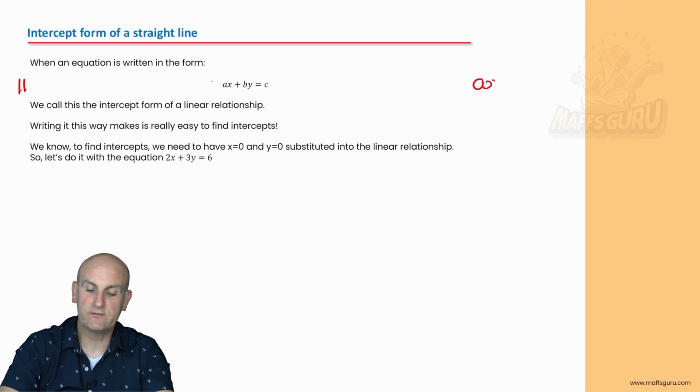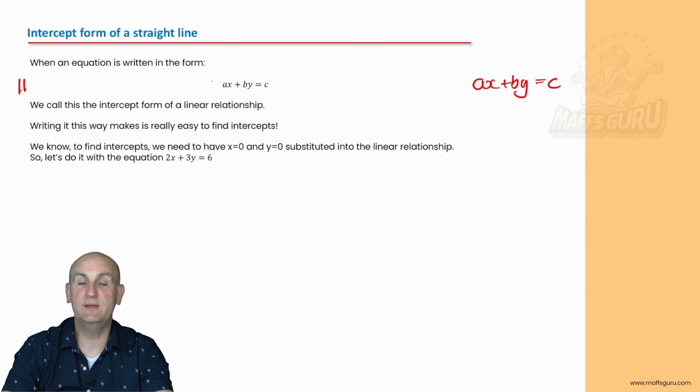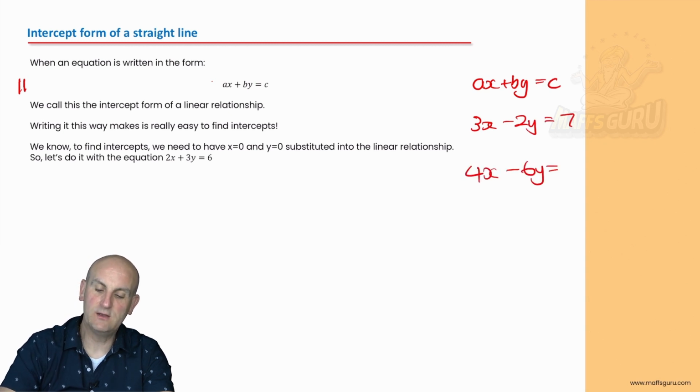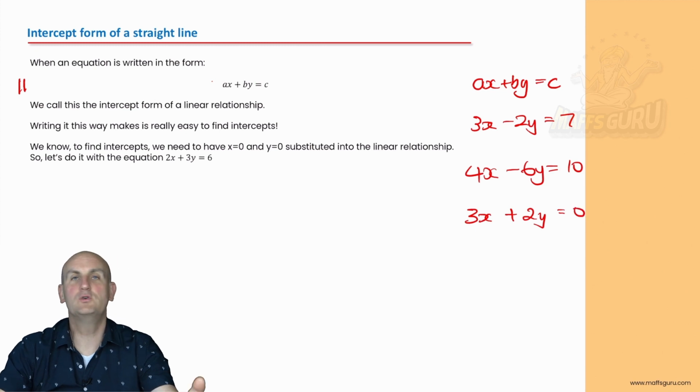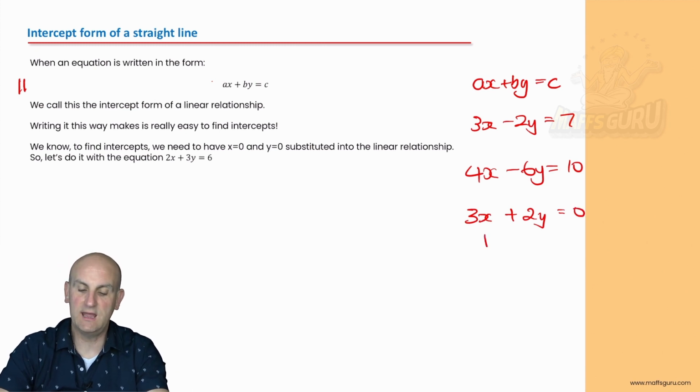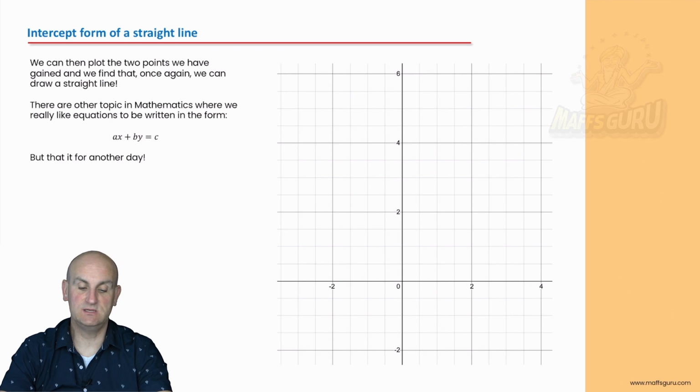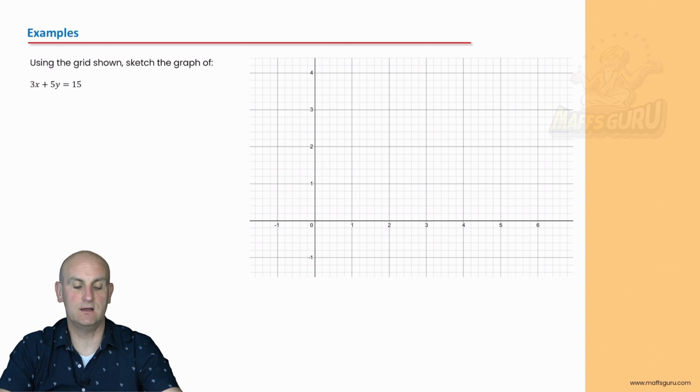Now, when I say ax plus by equals c, what I'm really saying is that a and b can be any number, or a, b, and c can be any number too. So I could have 3x minus 2y equals 7, or 4x minus 6y equals 10, or 3x plus 2y equals 0. All sorts of different ways, yeah? But what you notice is we've got an x and a y in each of them. Writing it in this format makes my life so much easier to be able to do straight lines from that particular format. So here's an example.